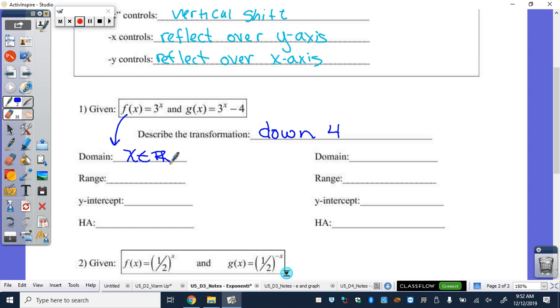What would our range for that one be? So y would be greater than 0, because it would be everything above the 0. Our y-intercept would be at the point 0, 1, because if I plugged in a 0 for x, I would get a 1. And our horizontal asymptote would be at y equals 0.